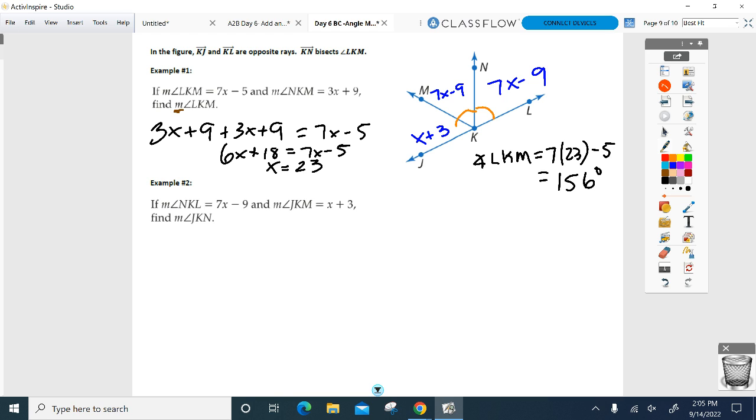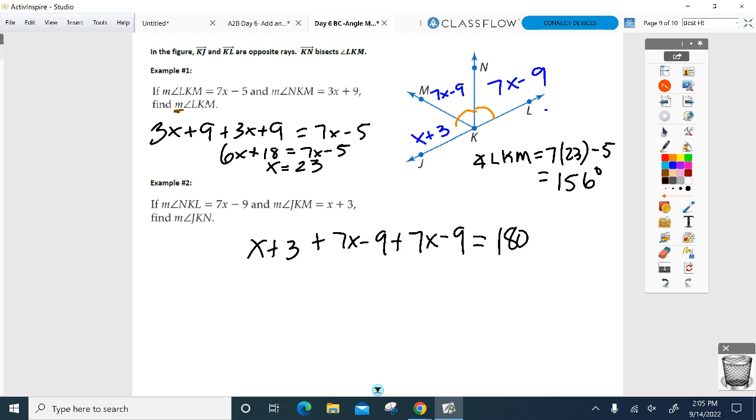Go ahead. That's how LKJ measures. I add up all three. Don't I get this straight line? And what do we talk about straight angles today? They equal 180. There's your equation. Great job. X plus 3 plus 7x minus 9 plus the 7x minus 9. I put all of them together. I get a straight angle that's worth 180 degrees.